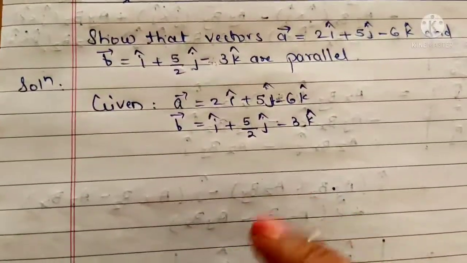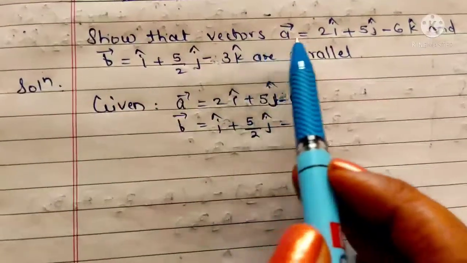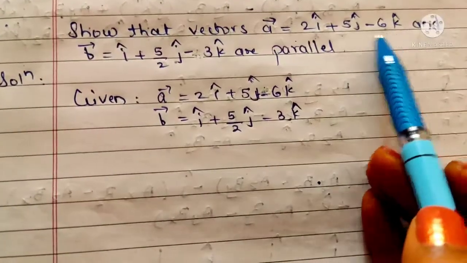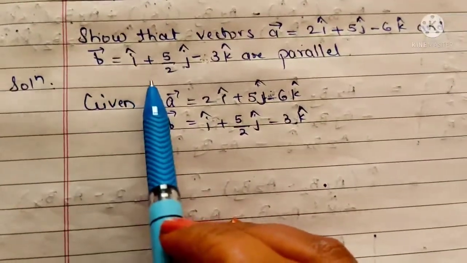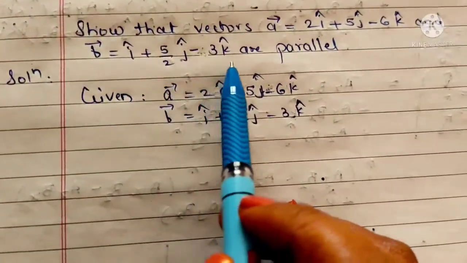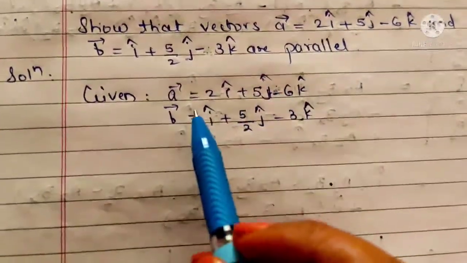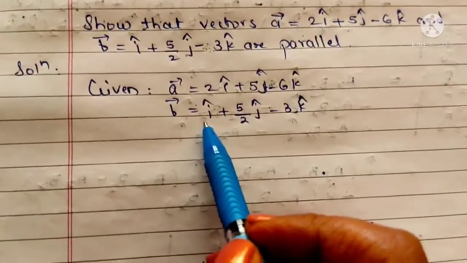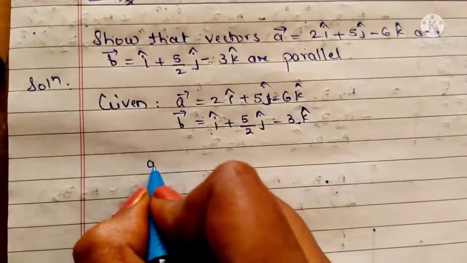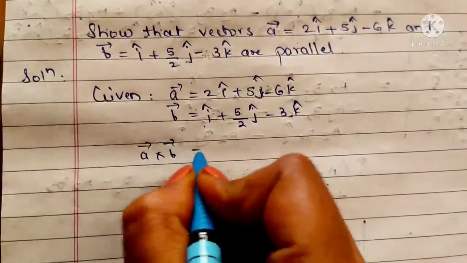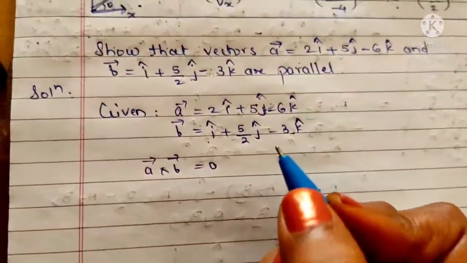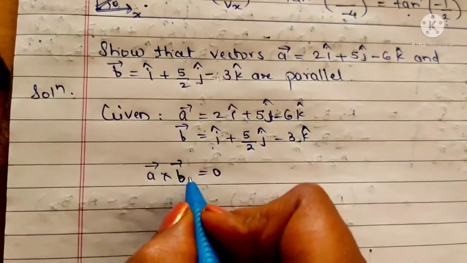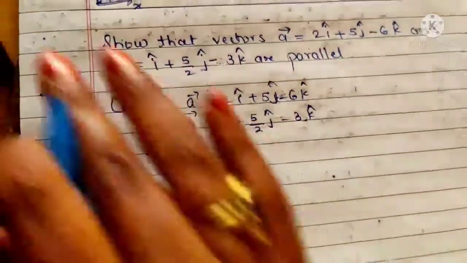The next problem we are going to solve is show that vectors a bar, which is equal to 2i cap plus 5j cap minus 6k cap, and b bar, that is i cap plus 5 by 2 j cap minus 3k cap, are parallel to each other. So these are the two given values of the vectors, and we know that for parallel vectors a bar cross b bar is equal to 0. That means in this problem we have to show that the cross product of one vector a bar and second vector b bar is equal to 0.